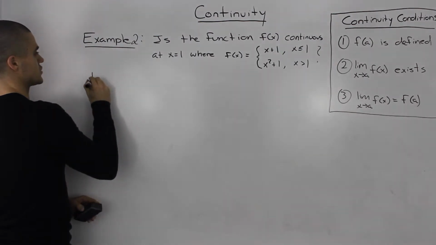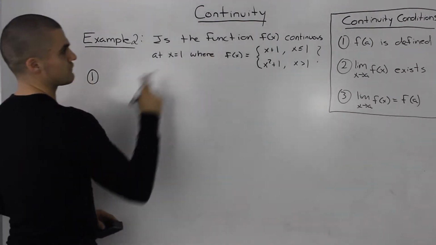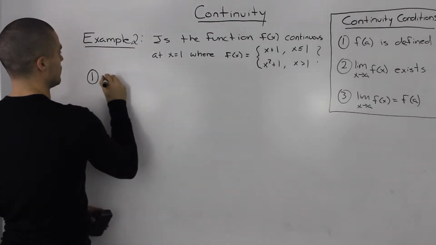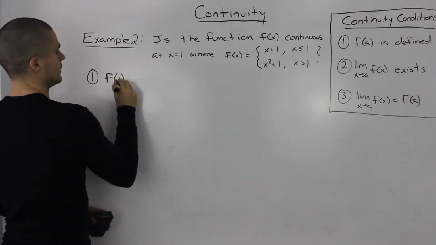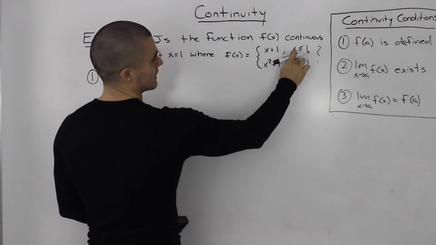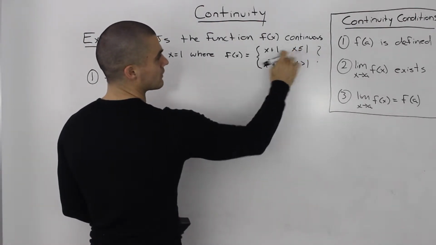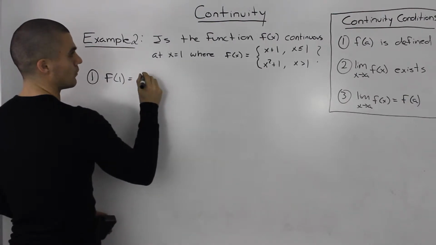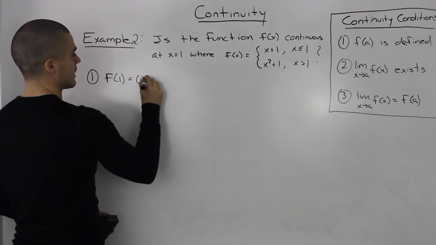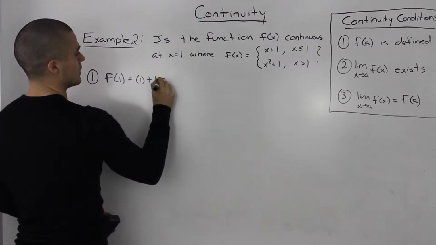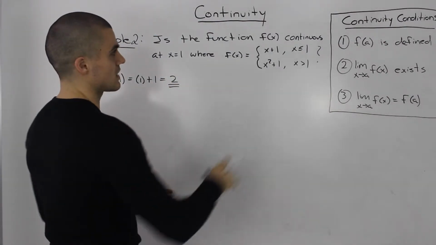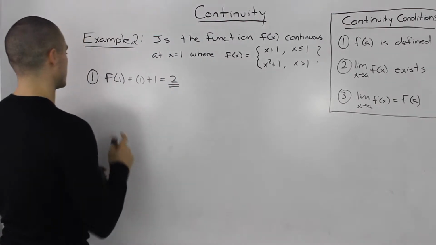So the first condition is f of a is defined. So is f of 1 defined? Well, it is defined because when x is less than or equal to 1, the y value is x plus 1. So we can just plug 1 in for x and we'll have 1 plus 1, which is equal to 2. So the first condition passes. f of 1 is defined.